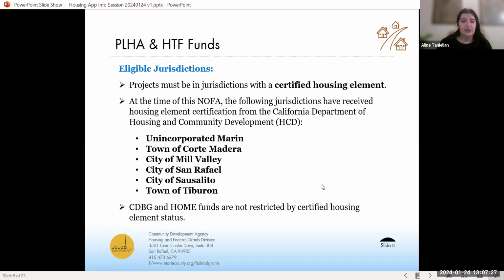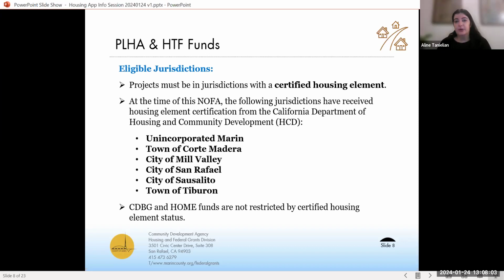So, eligible jurisdictions: projects must be located in a jurisdiction with a certified housing element. This is a requirement from HCD. And at the time of this NOFA, the following jurisdictions have received housing element certification. That includes the unincorporated county, town of Corte Madera, city of Mill Valley, city of San Rafael, city of Sausalito, and town of Tiburon. To note here, the certification process is ongoing, so a number of jurisdictions may receive certification down the line. We continue to monitor that.